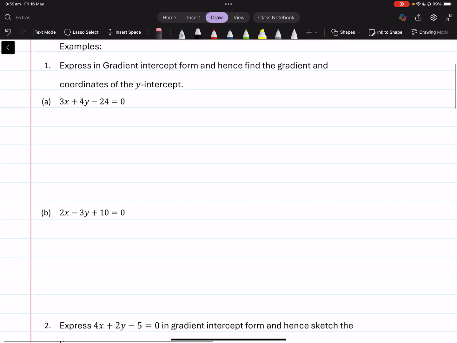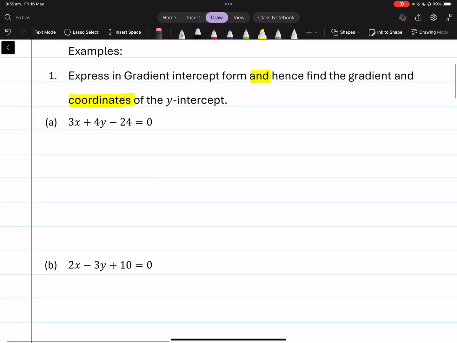Express in gradient intercept form, and hence find the gradient and coordinates of the y-intercept. So just be careful there. We need to do more than one thing. And the other thing, when we get to the y-intercept, we've got to remember to write it as coordinates. Okay, so for the first one, we are going to make y the subject. So that's all we're doing in this, making y the subject and then reading off values.